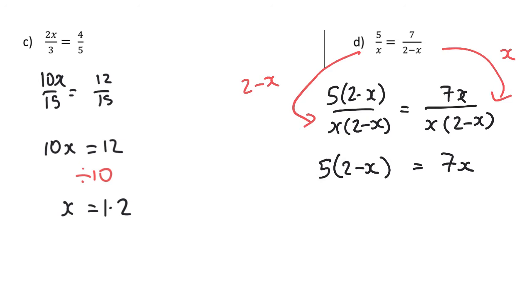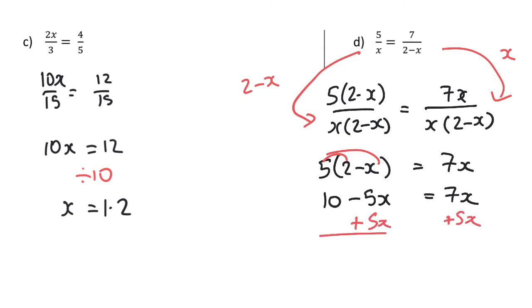If we expand the brackets, so multiply the 5 into the bracket. We get 5 times 2 is 10, 5 times minus x is minus 5x, equals 7x. To solve this, we need to get rid of the 5x. So we'll add 5x to both sides.